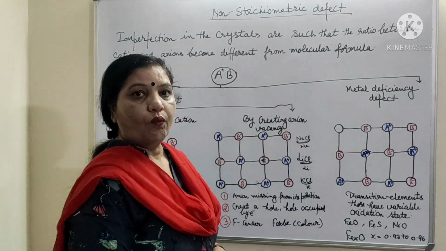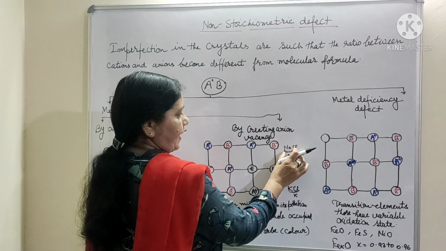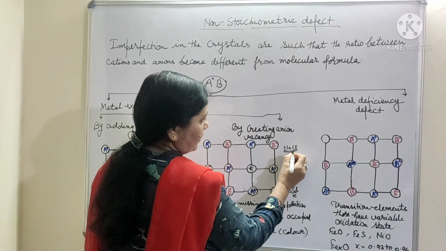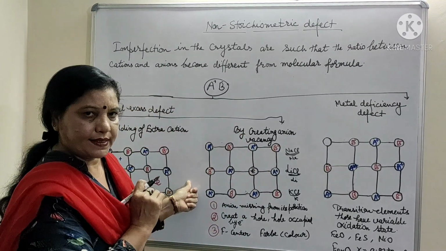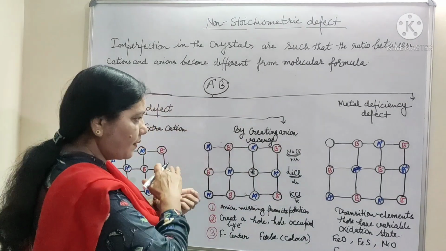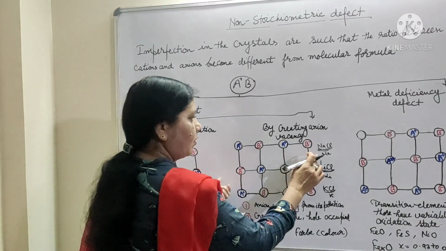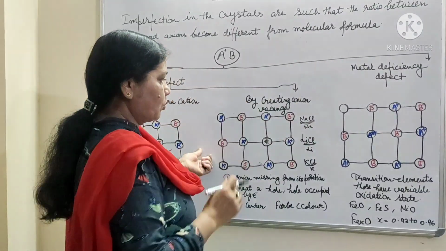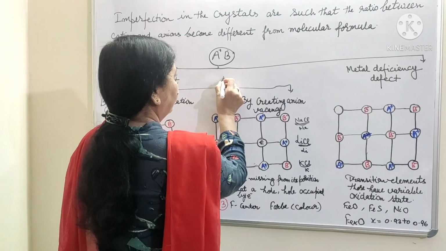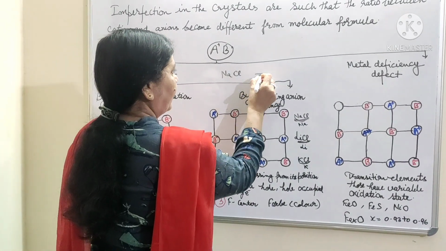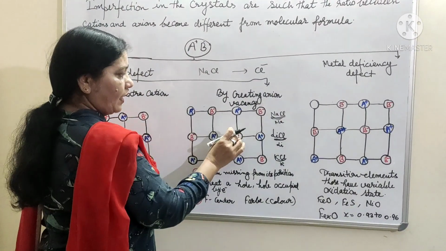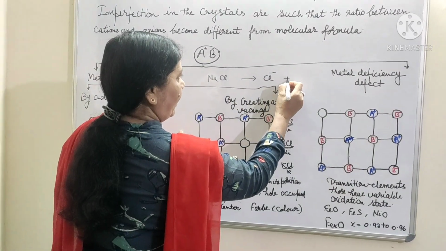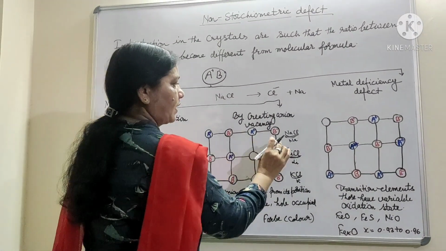Look, example NaCl. When NaCl is heated in vapors of sodium, some sodium atoms deposit on the surface of NaCl. Just imagine this is a crystal of NaCl. When heated in vapor of sodium, some sodium atoms stick on the surface of sodium chloride. And in this crystal, when NaCl is heated, a chloride ion goes missing from its position and creates a hole. And this chloride ion reacts with the Na which deposited on the surface.